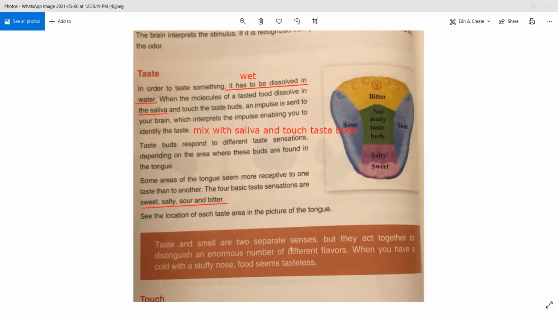Taste and smell are separate, but they act together to distinguish enormous numbers of flavors. When you have a cold with a stuffy nose, food seems tasteless. This is it for the taste.